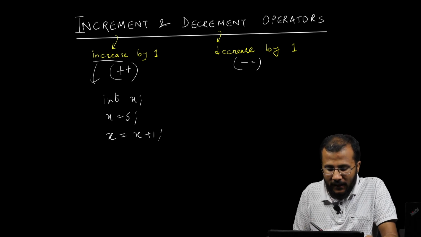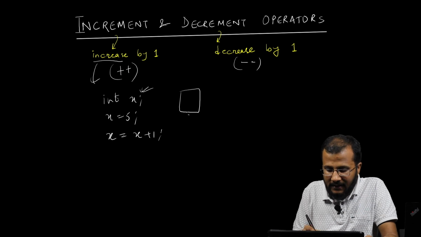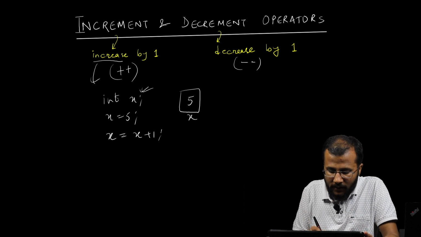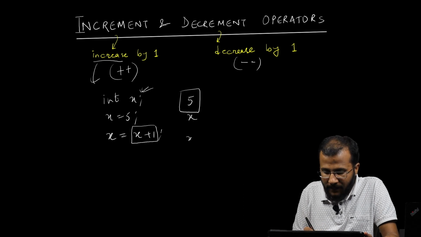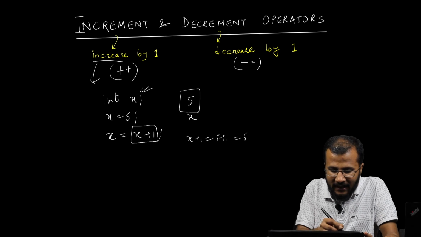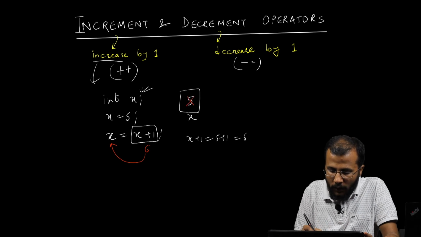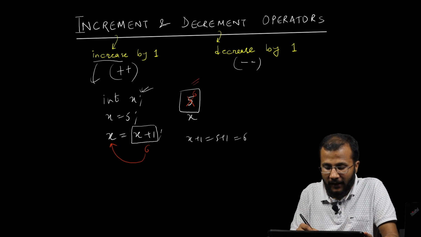So let's try to simulate this. Whenever I write int x, a variable will be created x, right? And I'm assigning the value 5 to x. Whenever I do x equals x plus 1, first of all, the right hand side will be evaluated. So 1 will be added to x. So x plus 1 would be 5 plus 1, that is 6. So the right hand side will be evaluated to 6 and now 6 will be assigned to x. Now finally this 5 will be replaced by the value 6. Okay, so this is incrementing the value by 1.